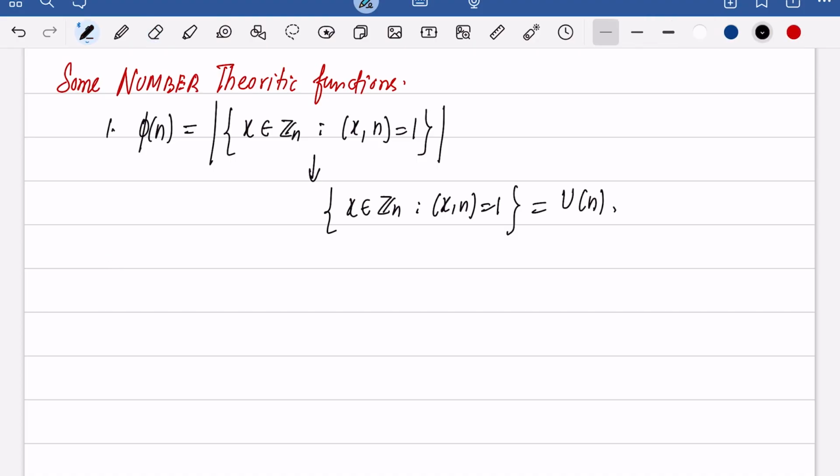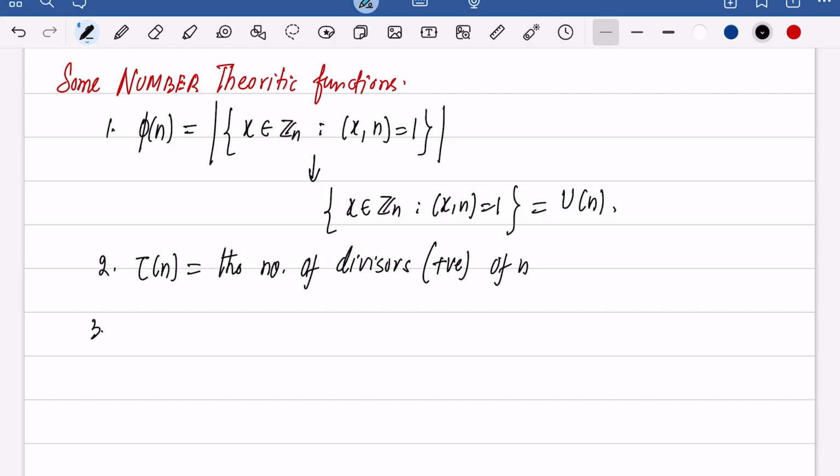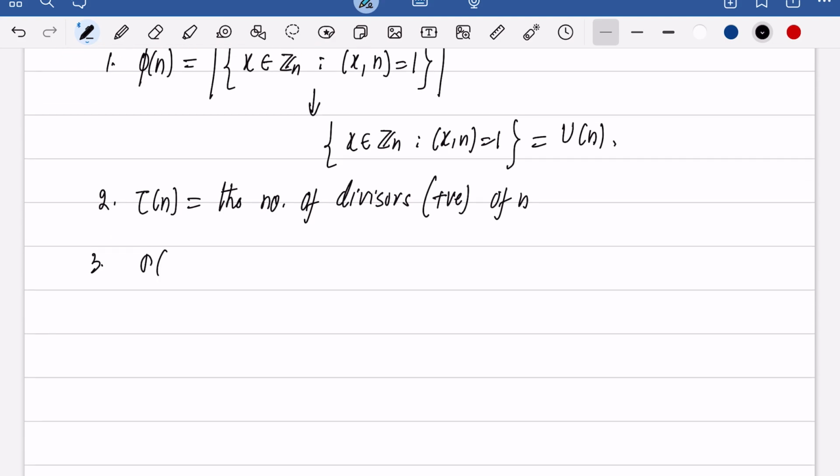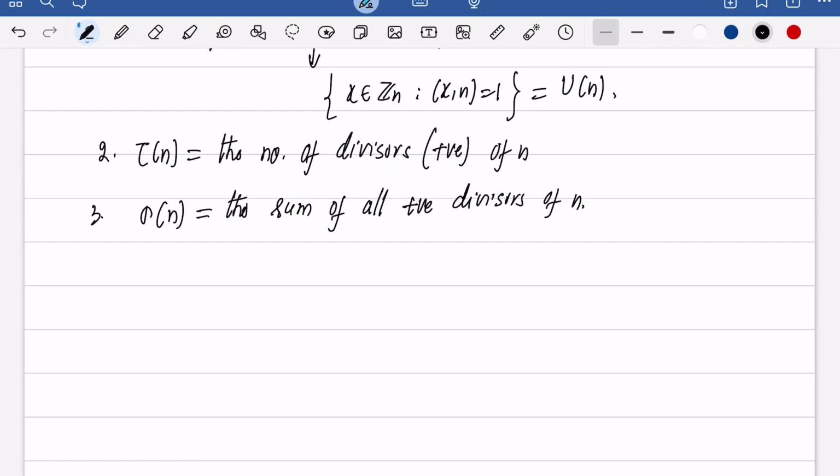Now the second function that we want to define here is the number theoretic function tau n, which is defined as the number of divisors, in fact positive divisors of n. The third number theoretic function we want to take up here is sigma of n, which is equal to the sum of all positive divisors of n.